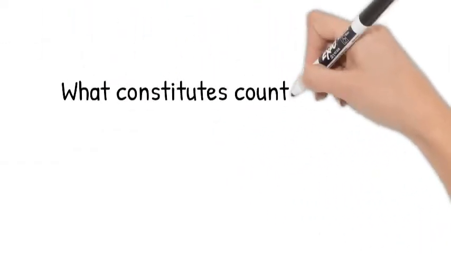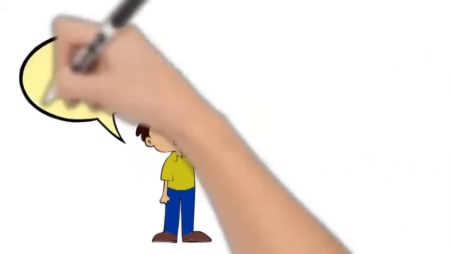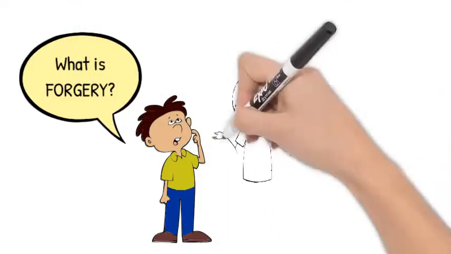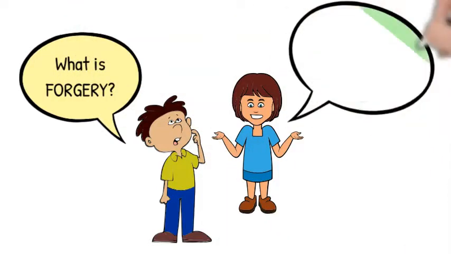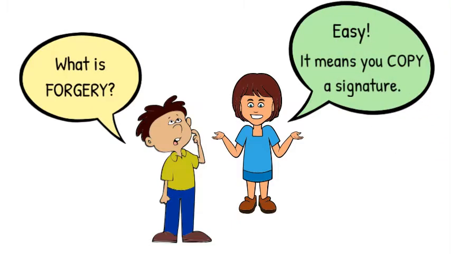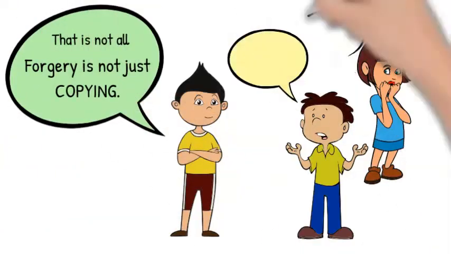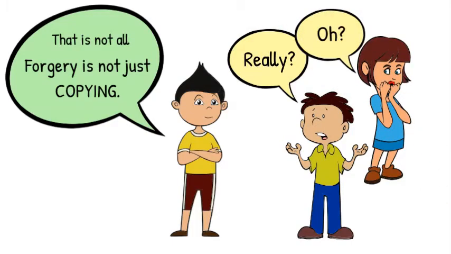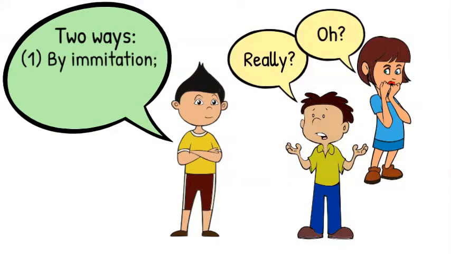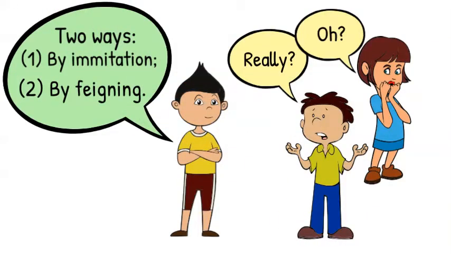What constitutes counterfeiting of signature? This is actually easy to understand because this is what most people understand forgery to be. When we hear the word forgery, the image that comes to mind is the act of copying a signature. But this concept is very limiting. Counterfeiting is not just copying. It can be done in 2 ways: by imitation, which is technically copying, or by feigning.